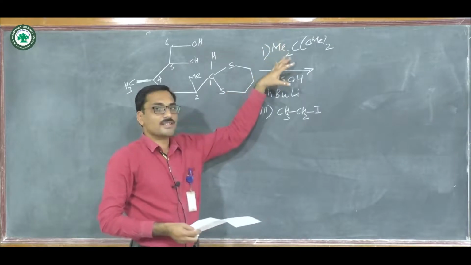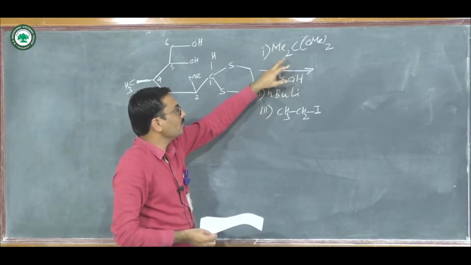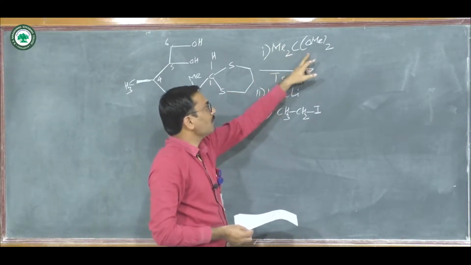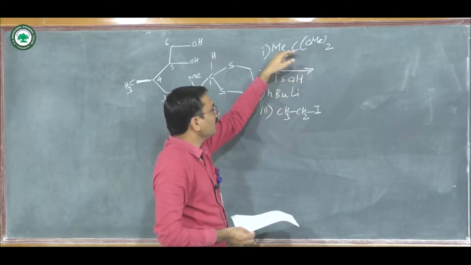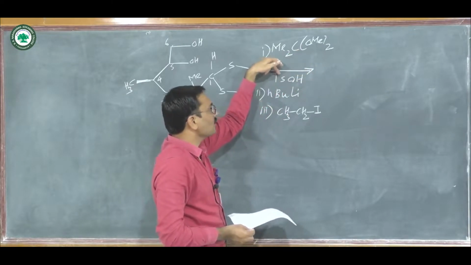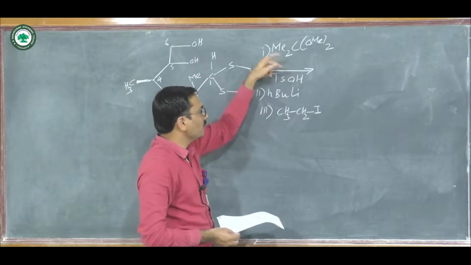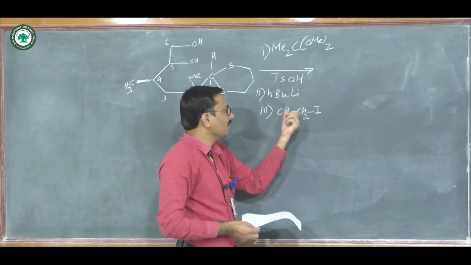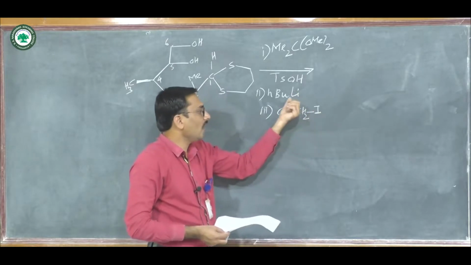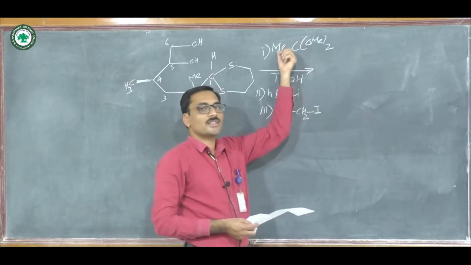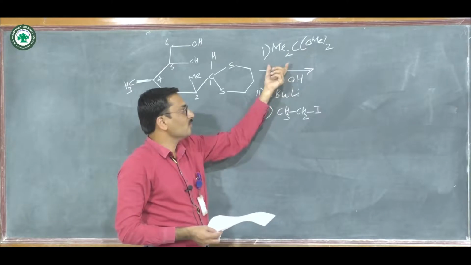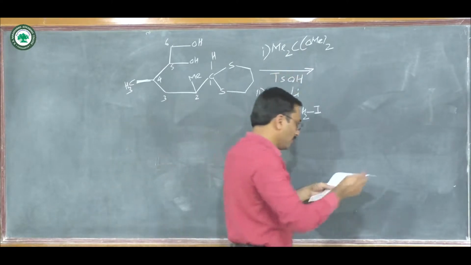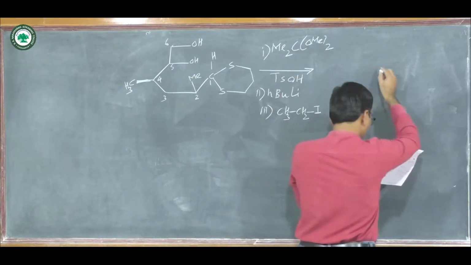Look at this reaction condition. Here we use 2,2-dimethoxypropane and TsOH, para-toluenesulfonic acid. Then we use n-butyllithium reagent, and in the next step we use ethyl iodide. So by using this type of sequential steps, there is formation of a new intermediate.